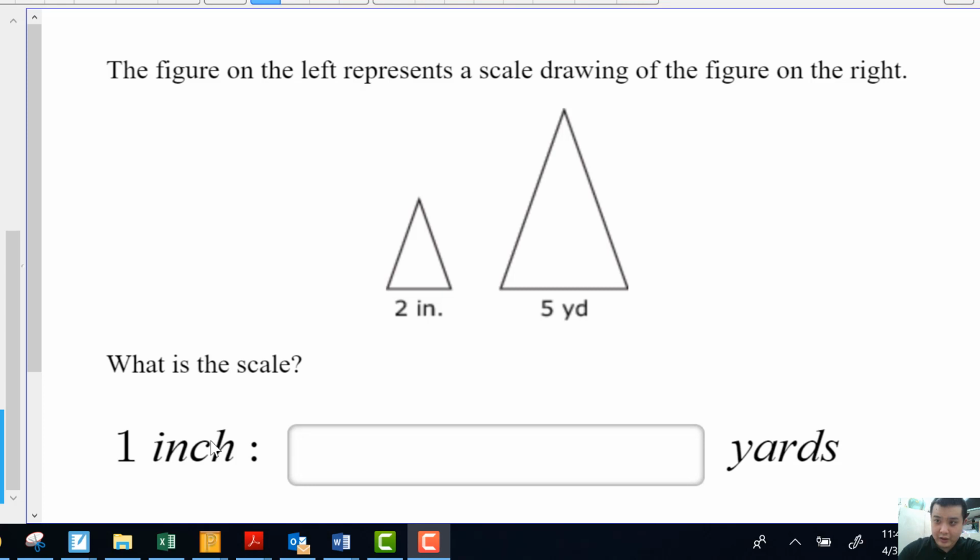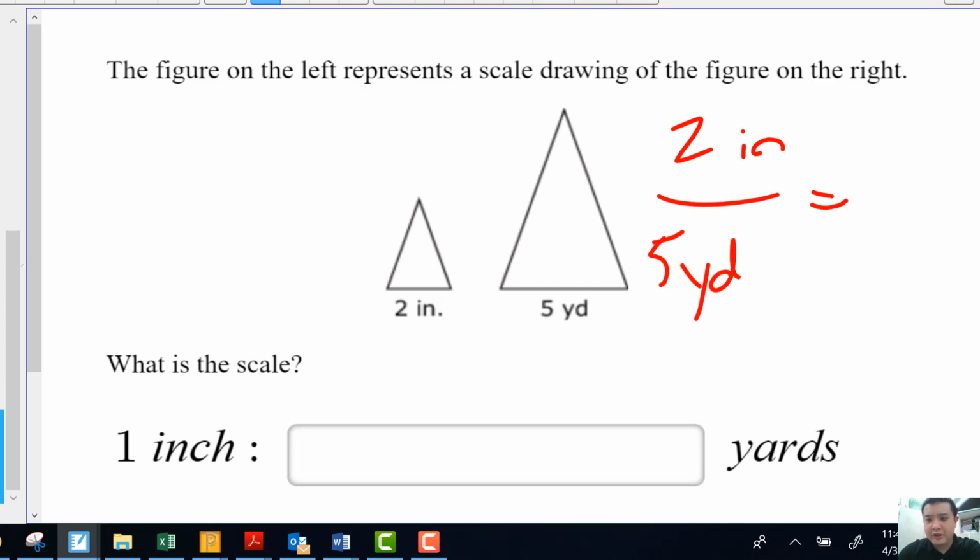So we have the ratio of 2 inches to 5 yards. And we are asked to give the scale for 1 inch. So we know 1 inch right there, and we don't know how many yards that is.